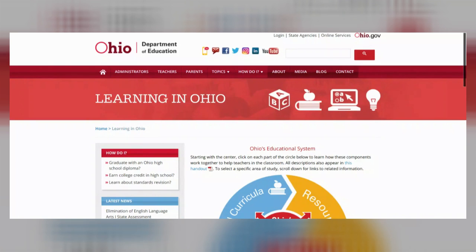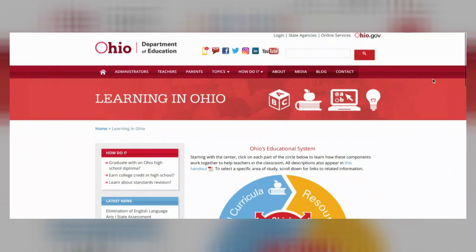As you'll learn later this year in your government class, education is actually up to the state. So the state decides what the standards are for each grade level. They decide what students need to be able to do by the end of the school year. Let's take a look at the website, ohio.gov, the Department of Education.